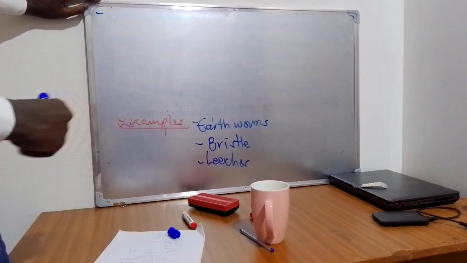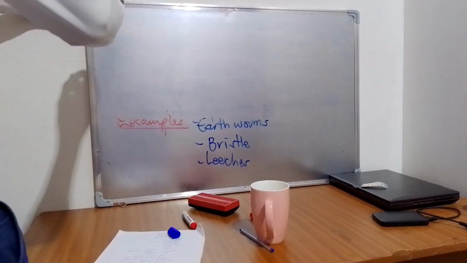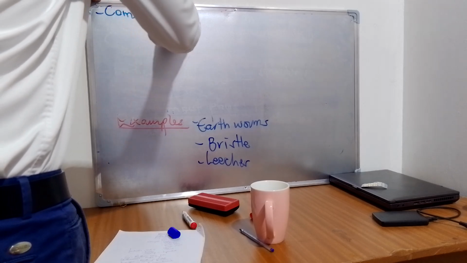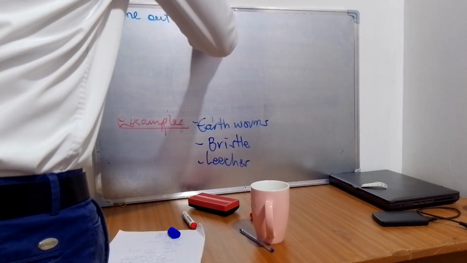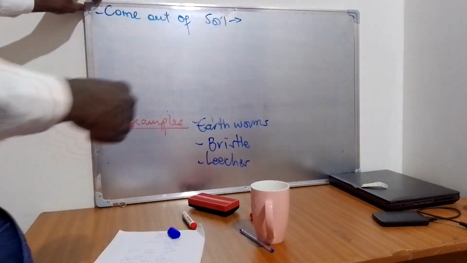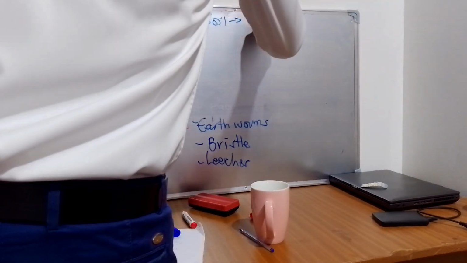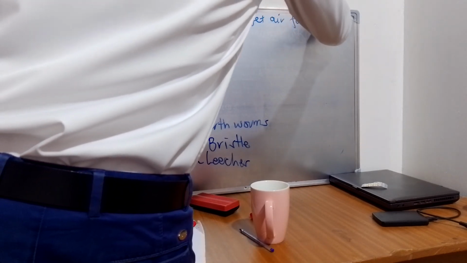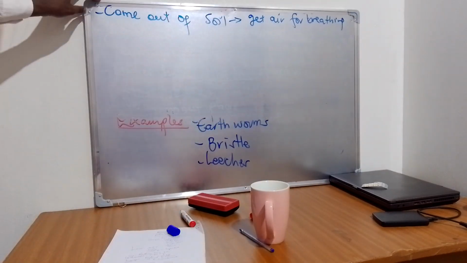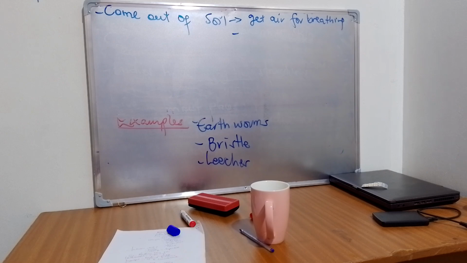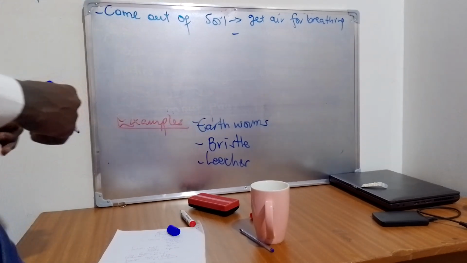Earthworms, number one, when it has rained, they come out of the soil so as to get air for breathing. They get out of the soil to get air for breathing simply because the tunnels in the soil are filled with water.